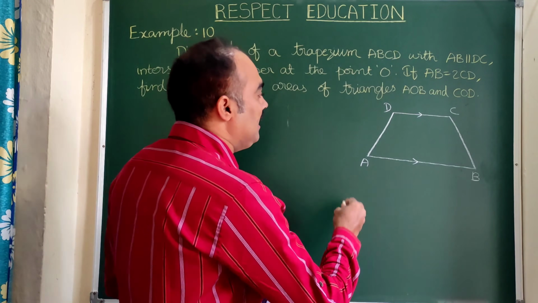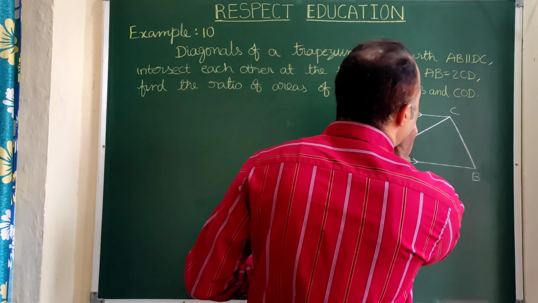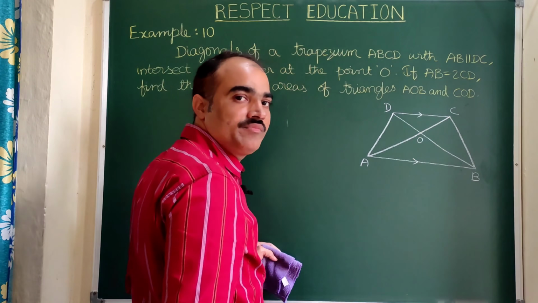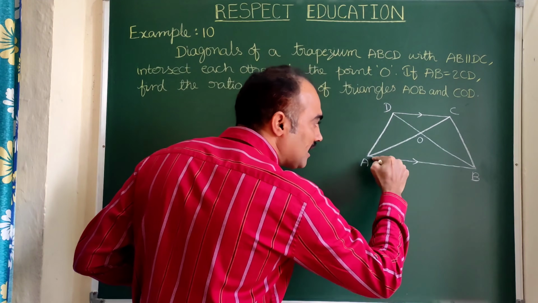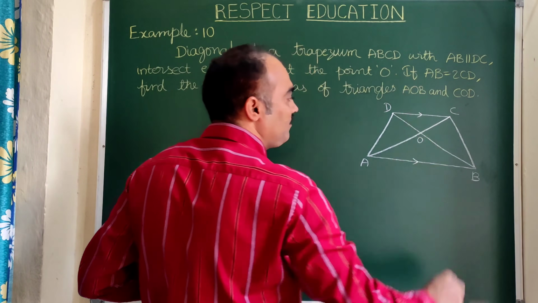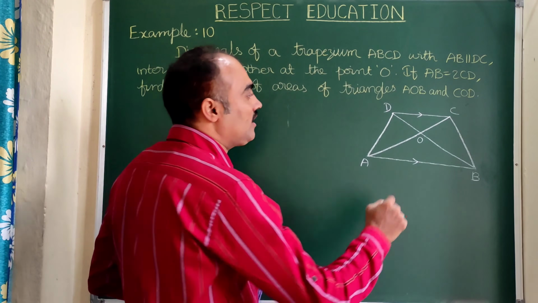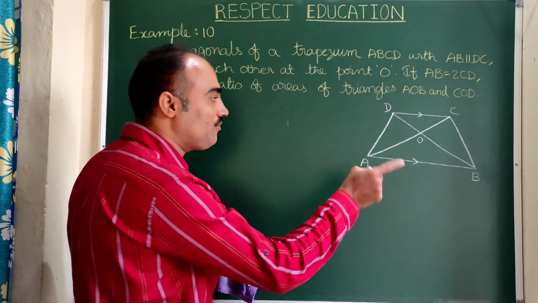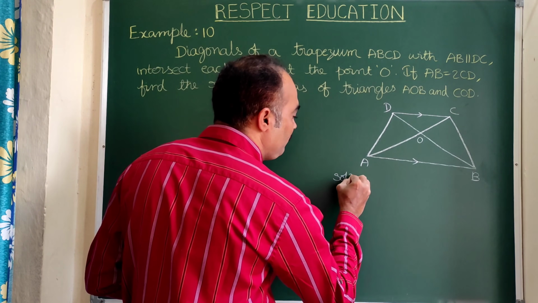Next, the diagonals intersect at O. So let us join the diagonal AC and here diagonal BD. Both of them intersect at O. Now we need to find the ratio of the areas of triangle AOB, this lower triangle, and COD, this upper triangle, right? While finding areas, first we need to prove these two are similar. So let us start solving this problem.